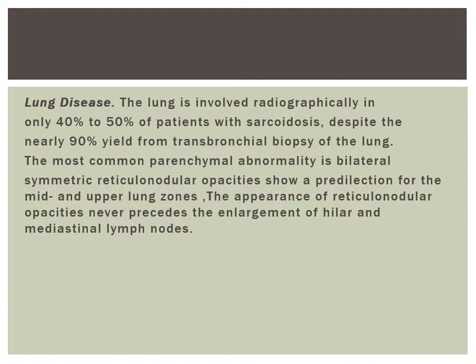Lung disease can be seen radiographically in only 40 to 50% of patients with sarcoidosis, despite the nearly 90% yield from transbronchial biopsy of the lung. The most common parenchymal abnormality is bilateral symmetrical reticulonodular opacity, showing a predilection for the mid and upper zones. The appearance of reticulonodular opacity never precedes the enlargement of hilar and mediastinal lymph nodes.